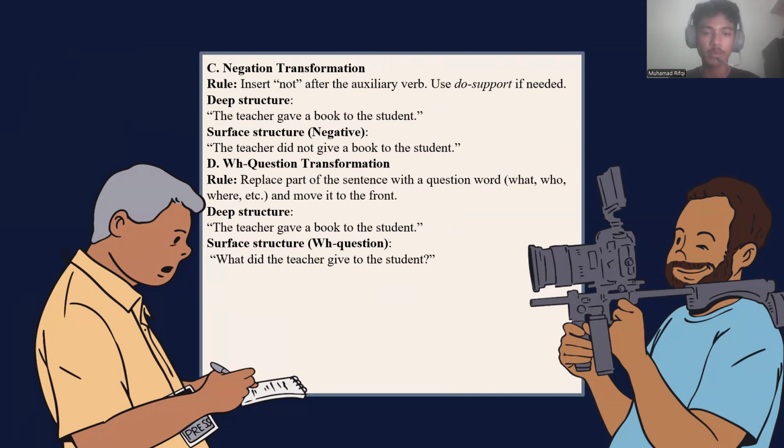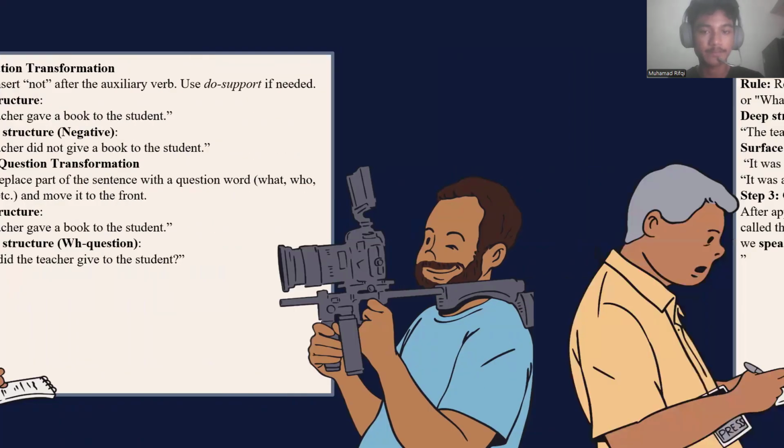The wh-question transformation: replace part of the sentence with a question word, what, who, where, or another wh-word, and move it to the front. The deep structure, the teacher gave a book to the student, becomes, as a surface structure wh-question, what did the teacher give to the student?